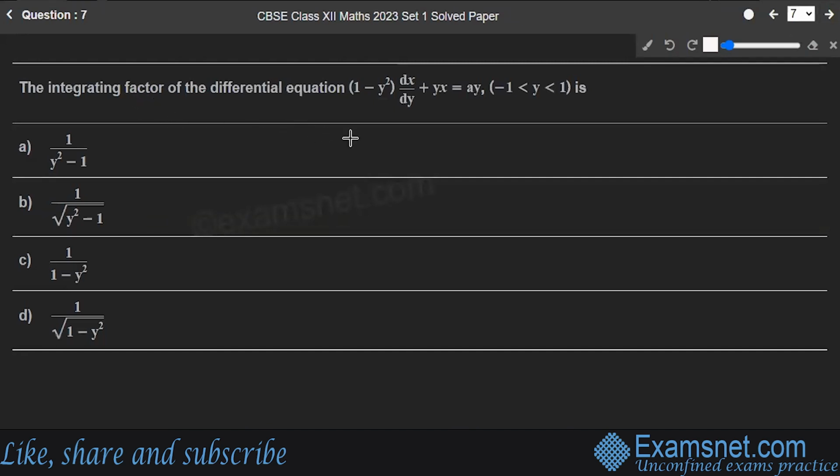The integrating factor of the differential equation 1 minus y squared dx by dy plus yx is equal to ay, for y lying between -1 and 1, is. Okay. The differential equation is given by 1 minus y squared into dx upon dy plus yx is equal to ay. I can write it like dx upon dy plus y upon 1 minus y square into x is equal to ay/(1 minus y square). I can write it like this, right?